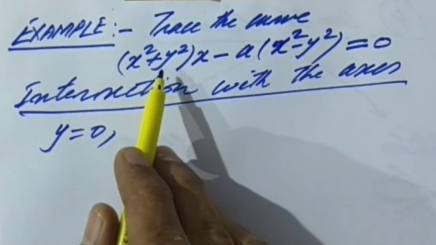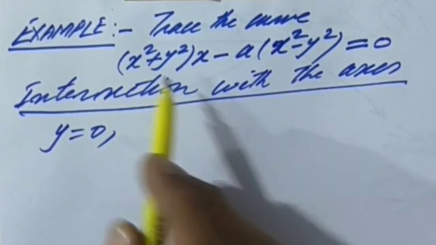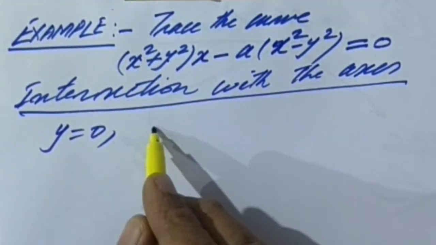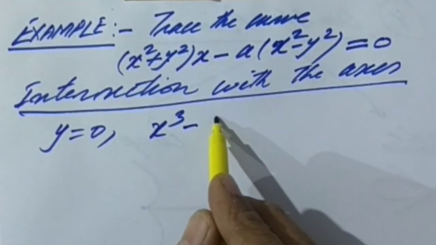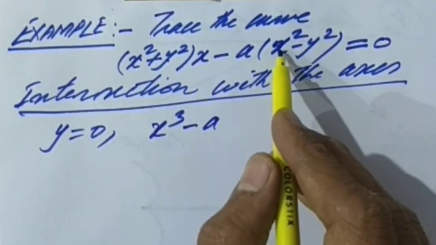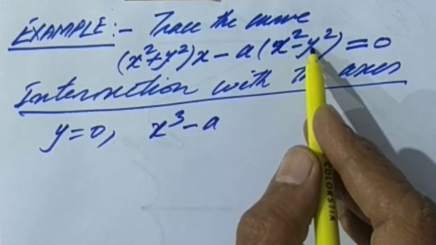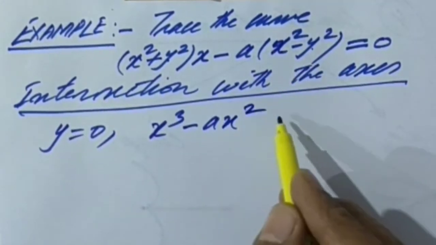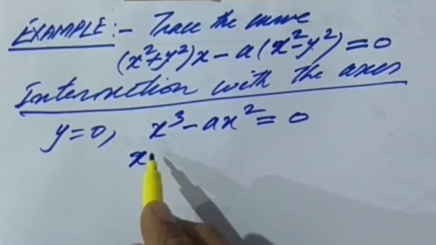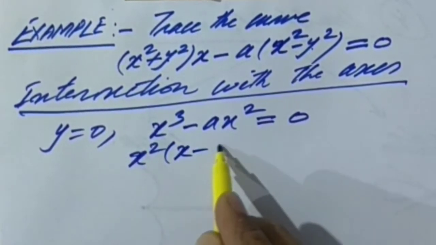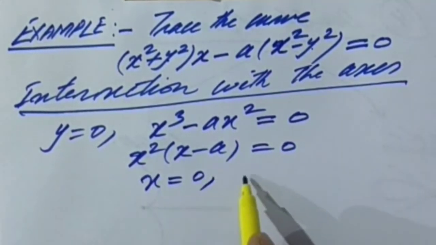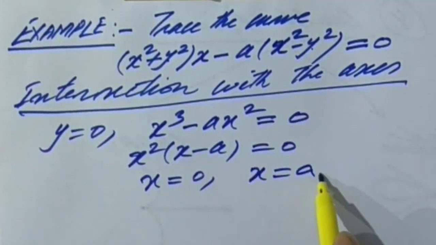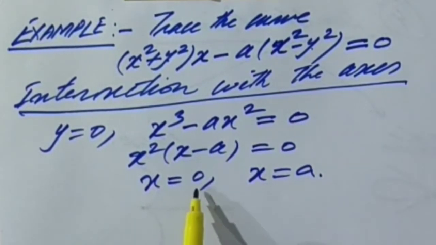So if we substitute y is equal to 0 in the equation, obviously we have x square plus 0 into x, that is x cube, and minus a, and here x square minus 0, that is x square, equal to 0. Now taking x square common out of it, we get x minus a is equal to 0. So we get x is equal to 0 or x is equal to a. So that means the curve must intersect the x-axis at 2 points, at x is equal to 0 and at x is equal to a.